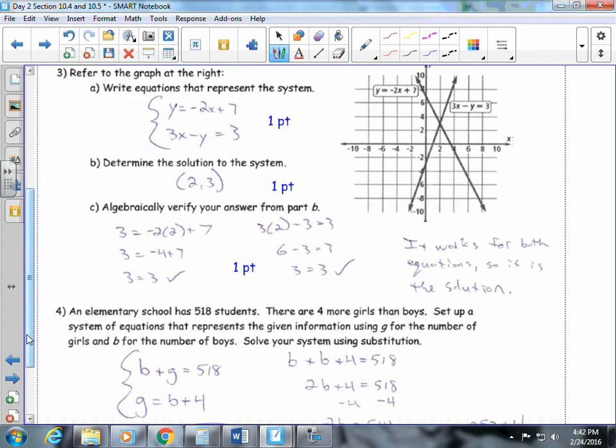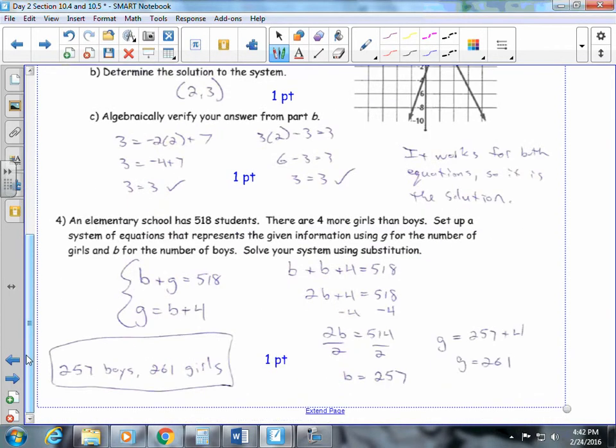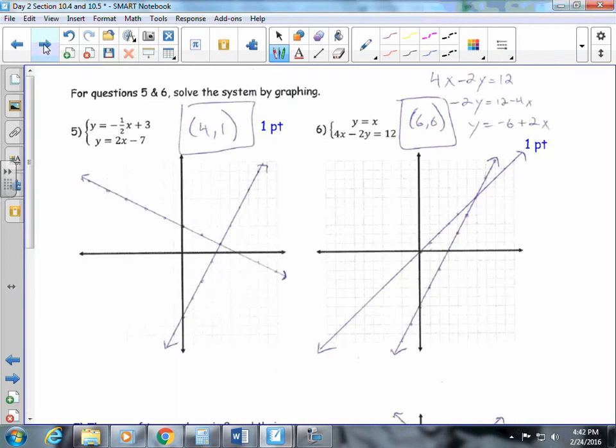Now we're looking at question 3. Now question 4. This one we also did in class. Remember, boys plus girls equals a total. If we have 4 more girls than boys, that means we take the boys, add 4, and we end up with the girls, and that was our system of equations that we solved. We end up with 256 boys and 261 girls. Next, graphs. Pause if you need to.